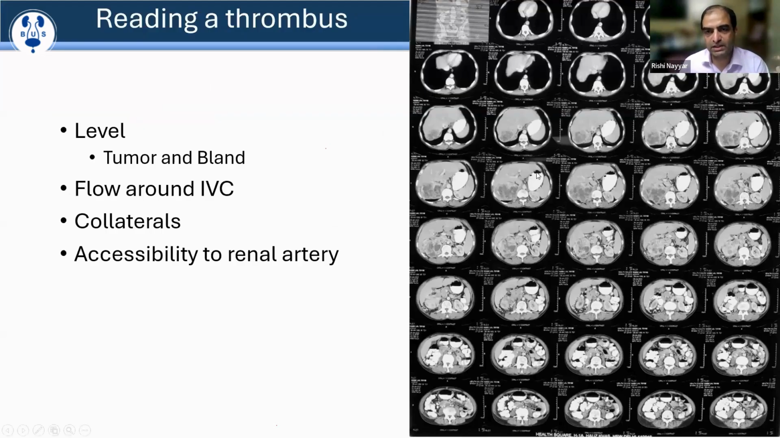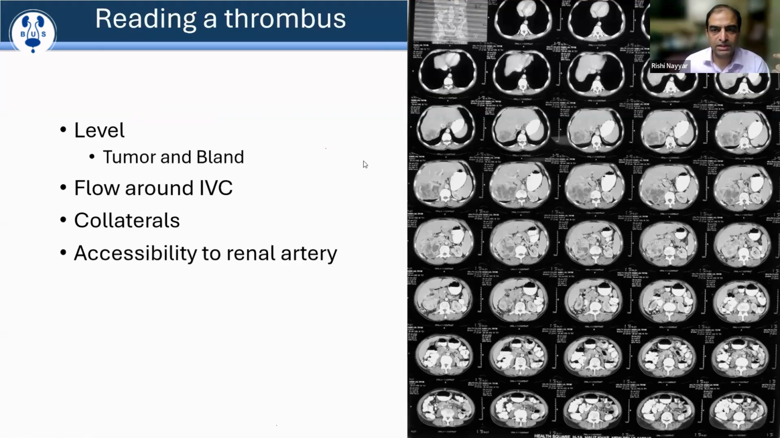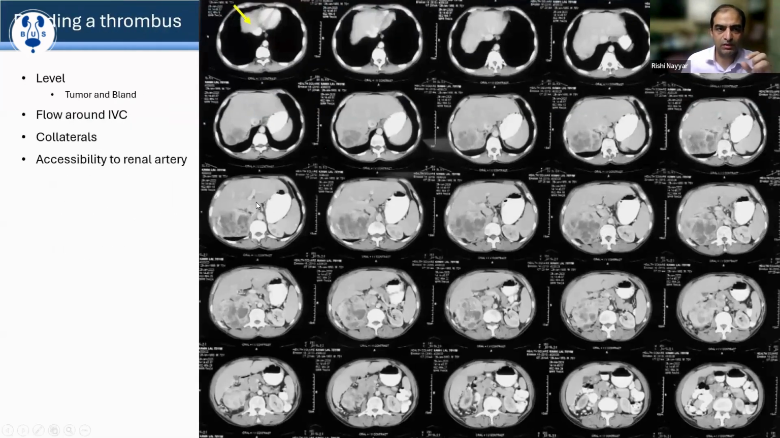Whenever you find that there is a thrombus, the first thing to judge is the level of the thrombus. So you have to start either from below or from above, wherever you can see the contrast in the IVC. From there you can start following. Like in this case, if you see below, there is some contrast in the aorta still, but the contrast cannot be seen in the adjacent IVC.